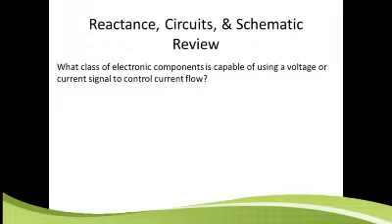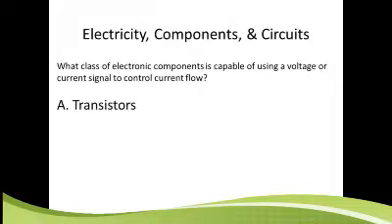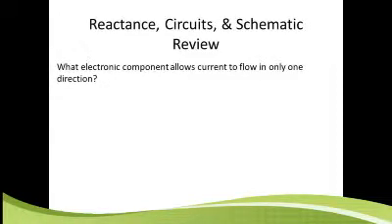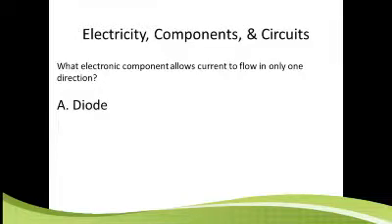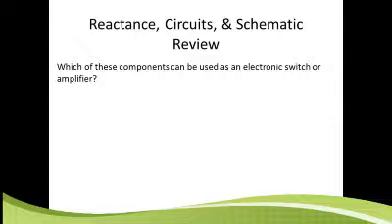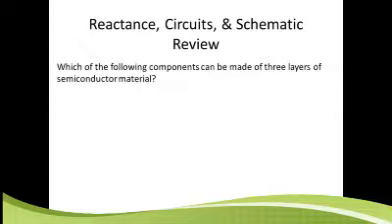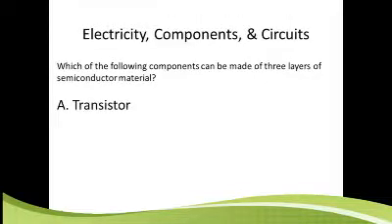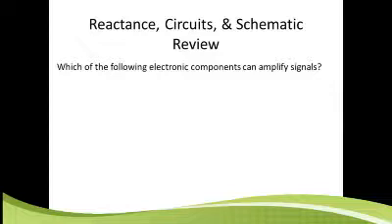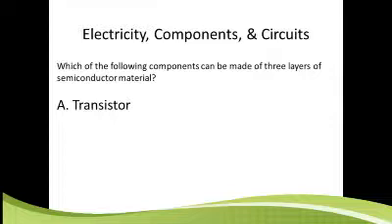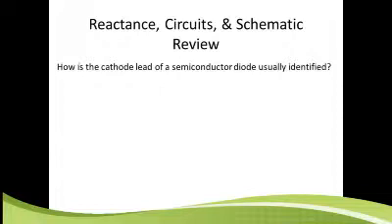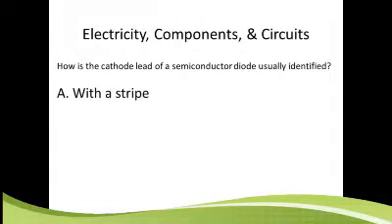What class of electrical components is capable of using a voltage signal to control the current flow? Transistors, that's right. Remember, a little current or voltage can control a big current. What electrical component allows current flow in only one direction? Diode, that's right. What kind of component can be used as an electronic switch or amplifier? Transistor, that's right. What kind of component can be made of 3 layers of a semiconductor material? If you remember, the transistors had 3, PNP or NPN. So 3 layers of a semiconductor material make a transistor. That's the answer there. What kind of component can amplify a signal? Transistor. How is the cathode end of a diode usually identified? With a stripe. Usually they have a stripe on the diode.